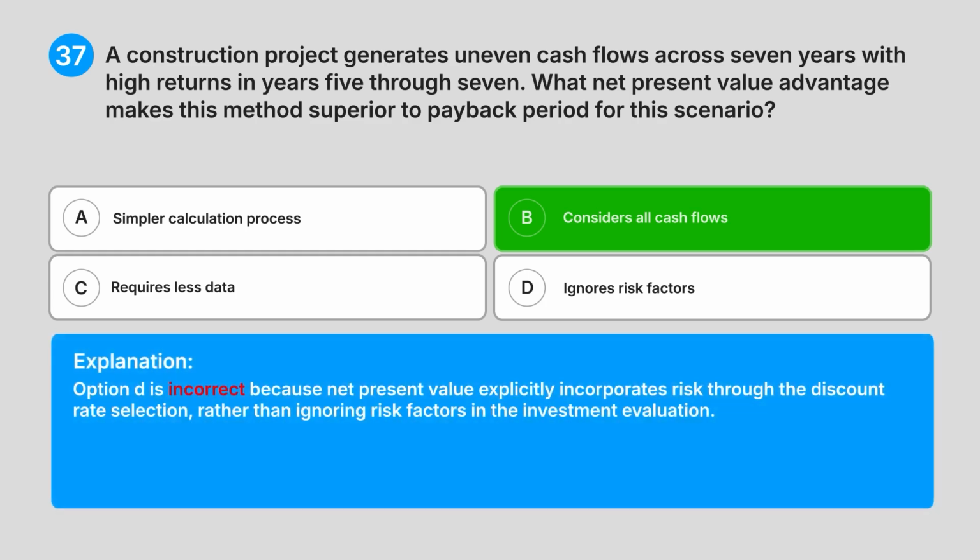Option D is incorrect because net present value explicitly incorporates risk through the discount rate selection, rather than ignoring risk factors in the investment evaluation.